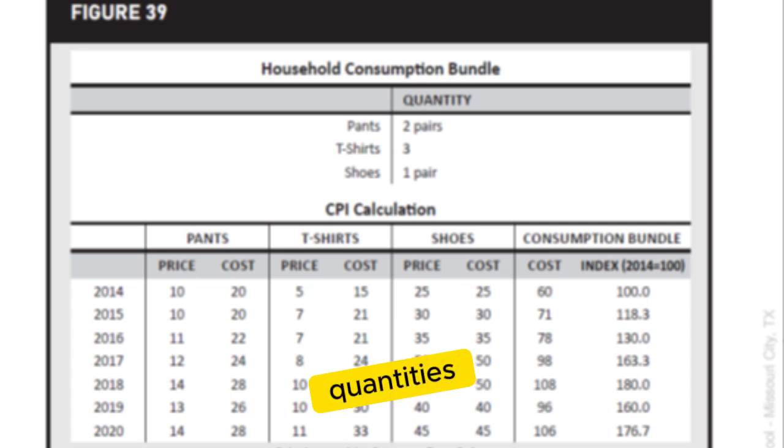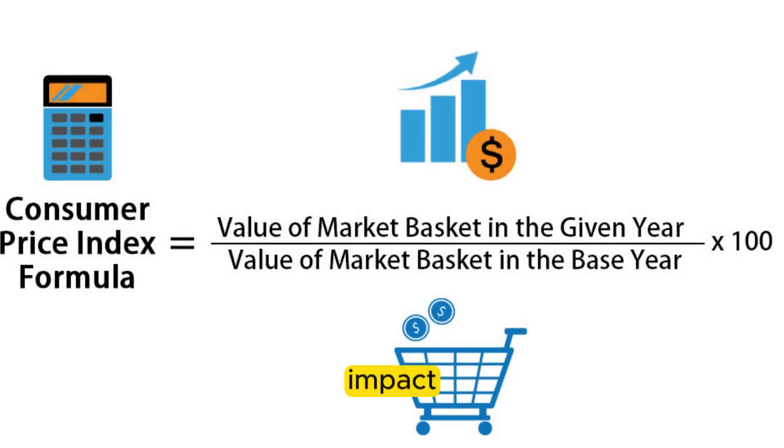Exactly. The quantities of items in that basket matter because they reflect consumer spending patterns. The CPI helps us track how the cost of living changes over time, but it's not just a theoretical number. Right, like adjusting Social Security benefits or factoring cost of living increases into wages. Understanding the CPI helps us navigate the impact of inflation on our everyday lives.